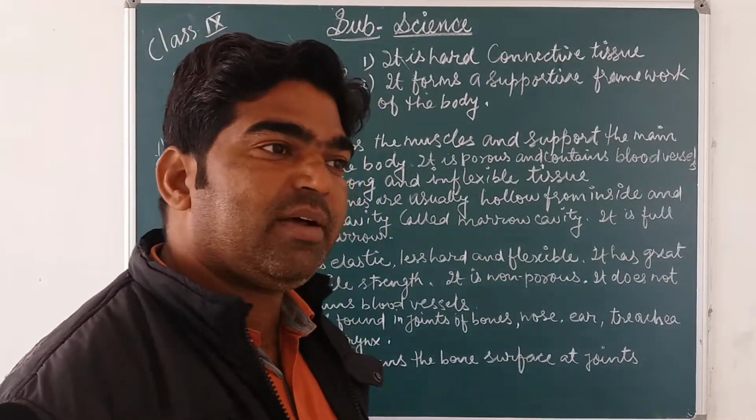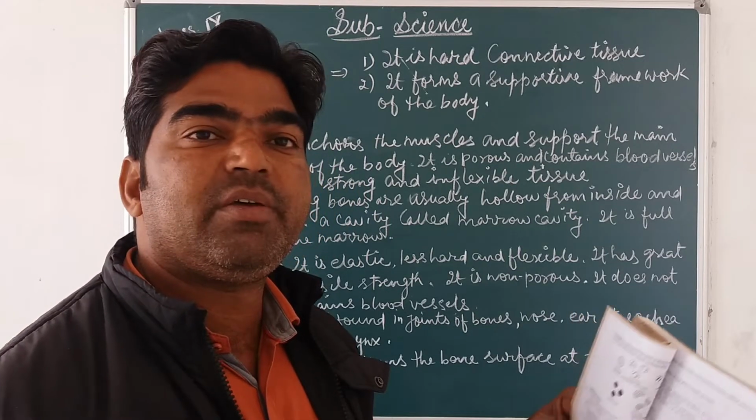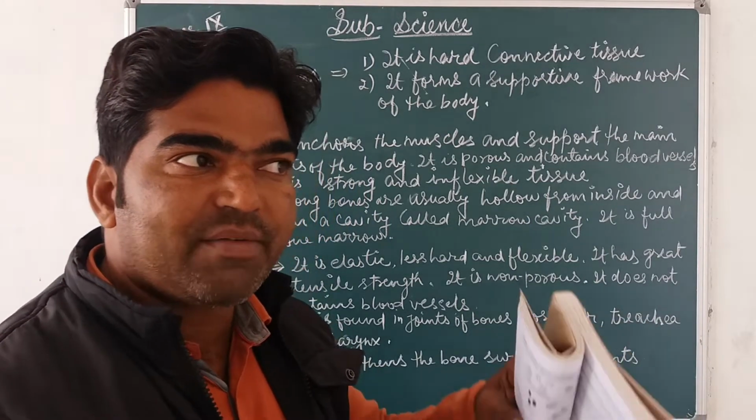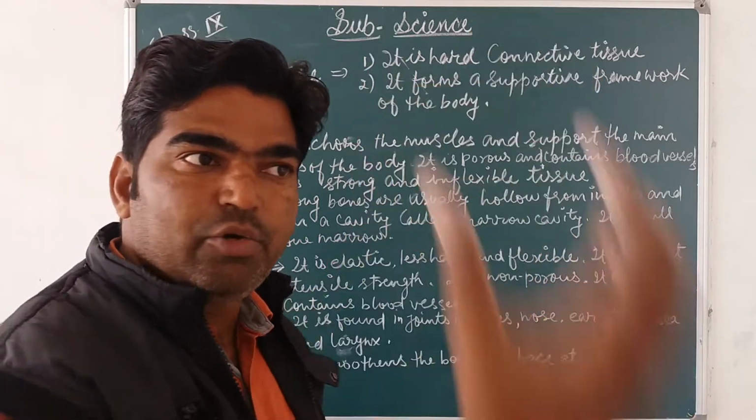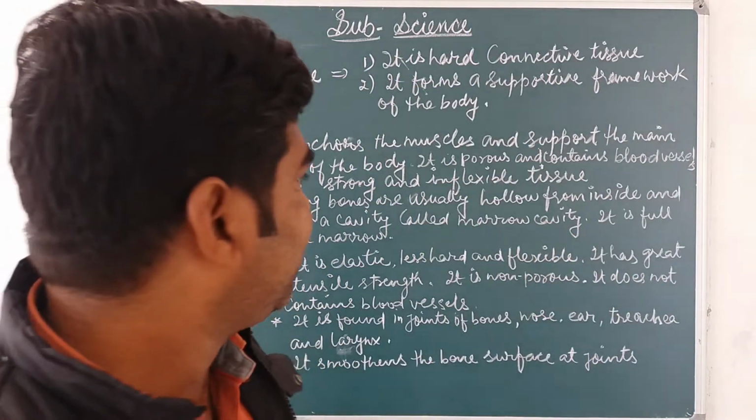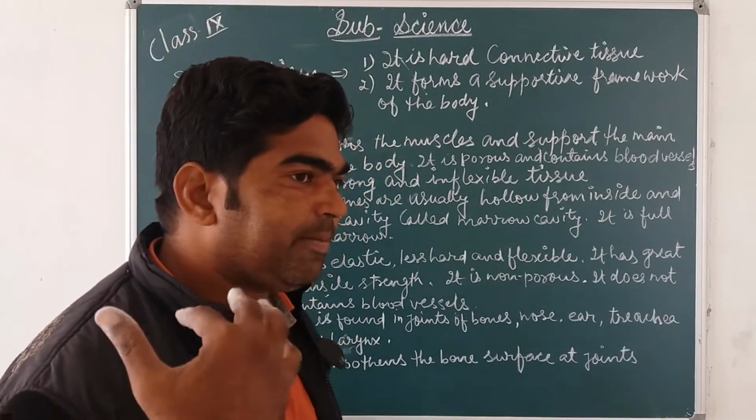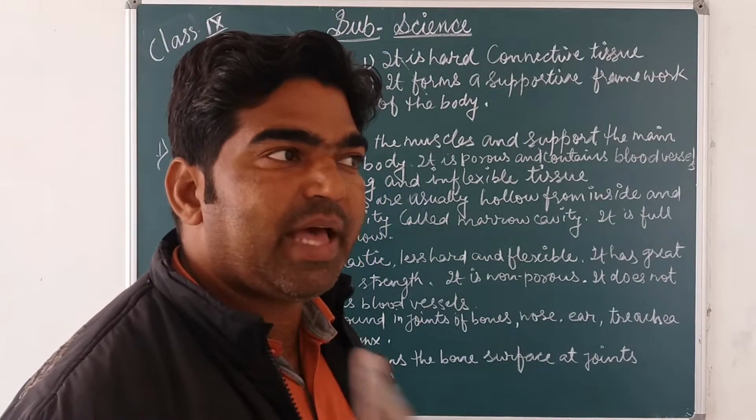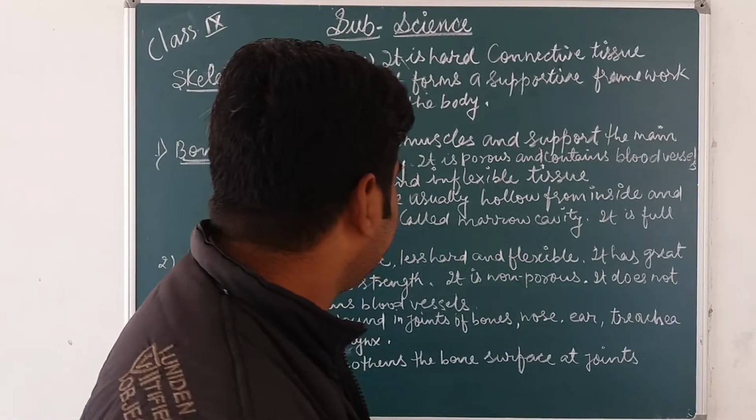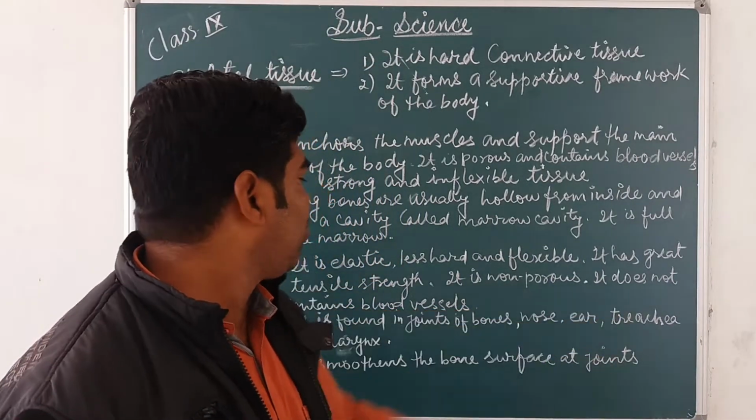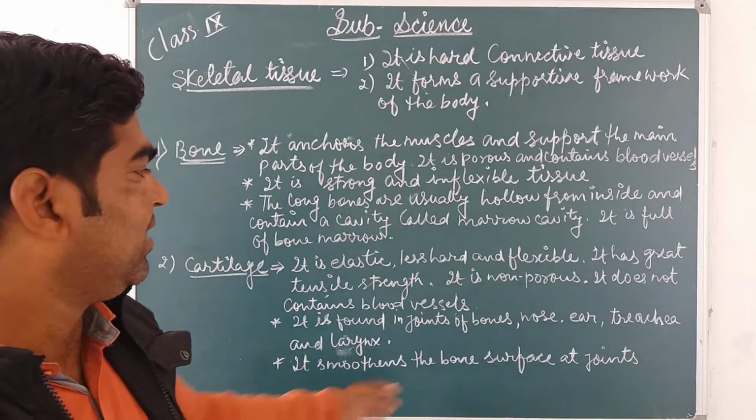Tensile strength, like nylon ropes and wires, is how much load they can carry. So you can say that this cartilage has a high tensile power. It is non porous and it does not contain blood vessels.